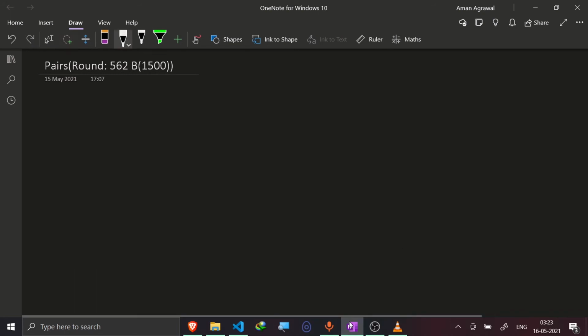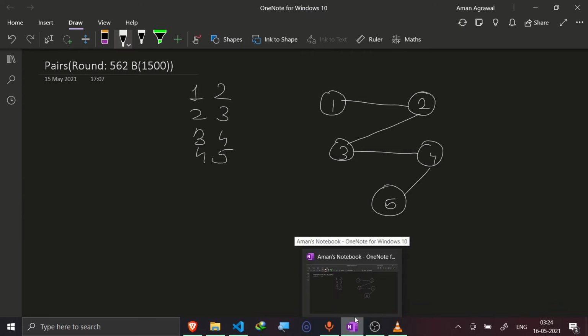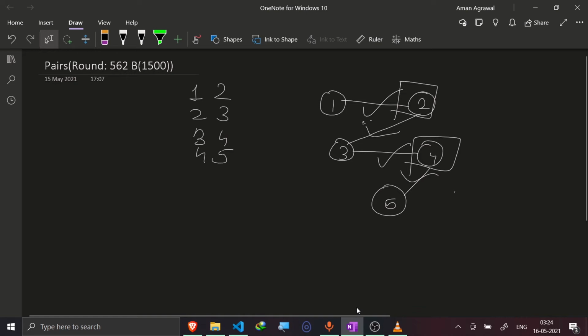So let's take the previous input only. Suppose we have these vertices: 1 2, 2 3, 3 4, 4 5. 1 and 2 are connected, 2 and 3 are connected, 3 and 4 are connected, 4 and 5 are connected. Now, what we actually need to find is whether we can choose at most two vertices such that those two vertices have all the edges covered. So suppose I choose 2 and 4. Now you would see that this 4 is connected by this and this, and this 2 is connected by this and this. So all my edge connections are completed by 2 and 4. So the answer for this would be yes.